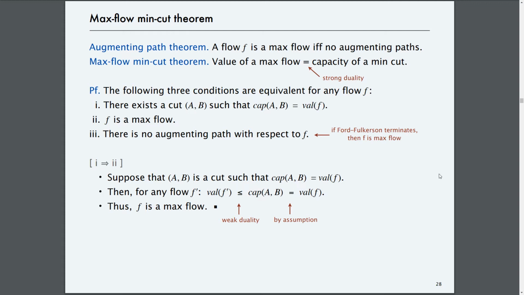Okay, so suppose that (A, B) is a cut such that the capacity of the cut is equal to the value of the flow. Then for any flow f prime, its value is going to be less than or equal to the capacity of (A, B), which is equal to the value of f, so f is a max flow. This proves statement 1 implies statement 2.